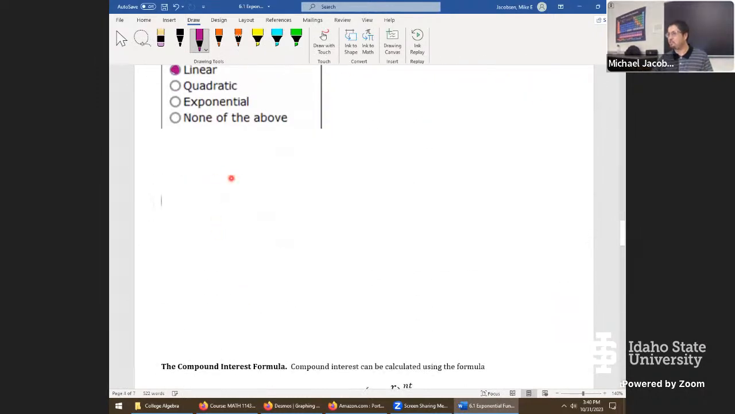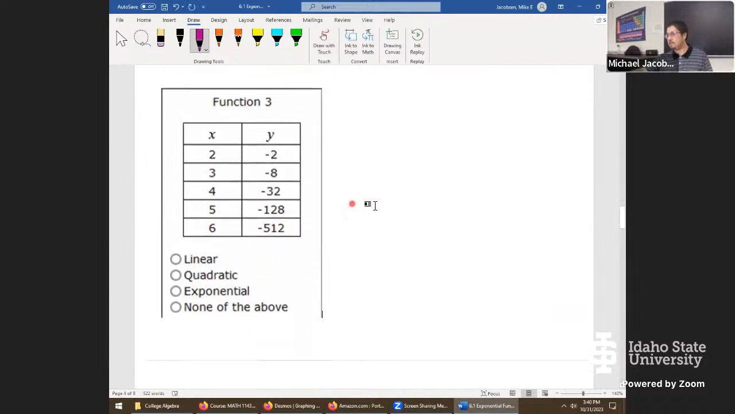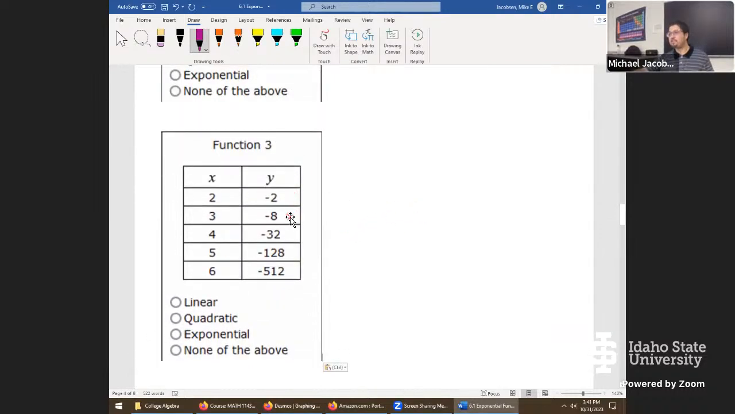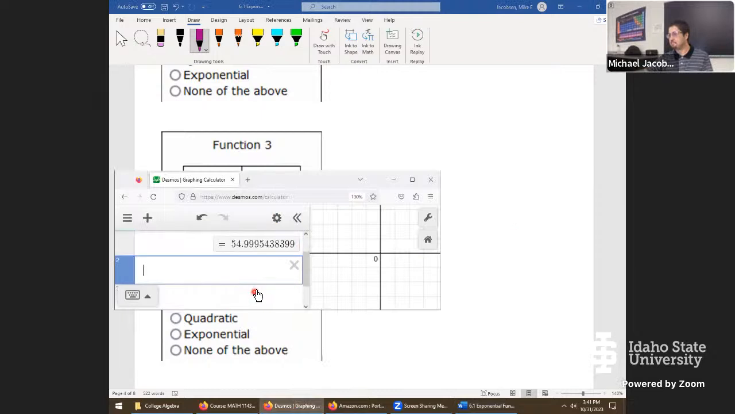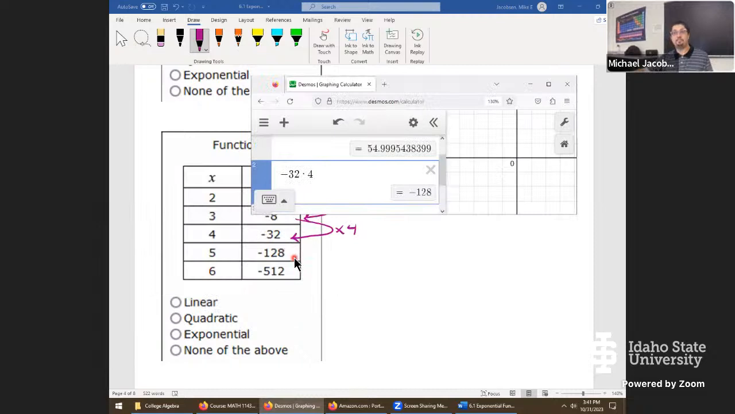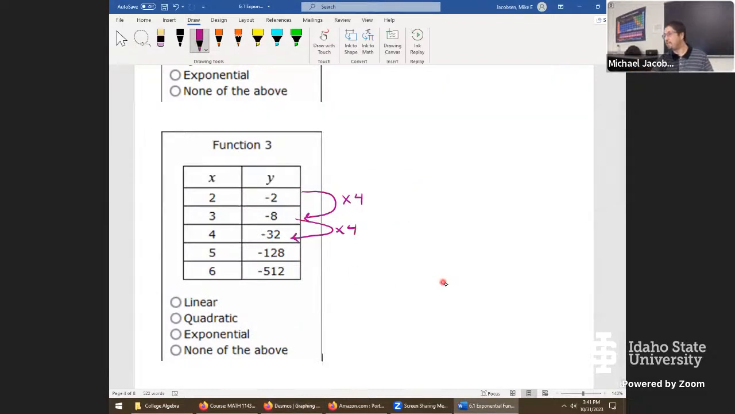way down here, I guess this is a good spot as any. Here's function 3. We went from -2 to -8, and we just have to say, what did we in fact do to go from here to here? We're multiplying by something, and you could say, that's just multiplication by 4, right? Then -8 times 4 is -32. And let me double check. -32 times 4. That gives us -128. At this stage, I'm pretty convinced it looks like we're just multiplying everything by 4 to get from one value to the next.